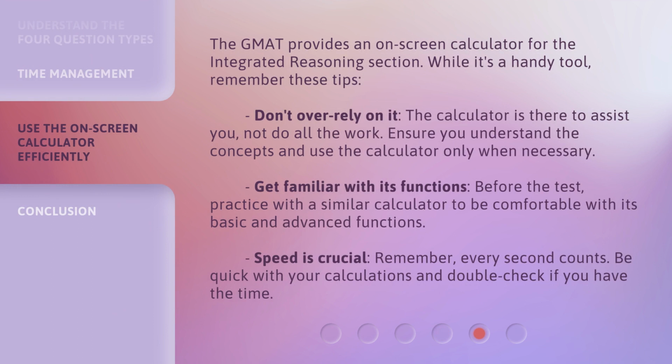The GMAT provides an on-screen calculator for the Integrated Reasoning section. While it's a handy tool, remember these tips. Don't over-rely on it. The calculator is there to assist you, not do all the work. Ensure you understand the concepts and use the calculator only when necessary. Get familiar with its functions. Before the test, practice with a similar calculator to be comfortable with its basic and advanced functions. Speed is crucial. Remember, every second counts. Be quick with your calculations and double-check if you have the time.